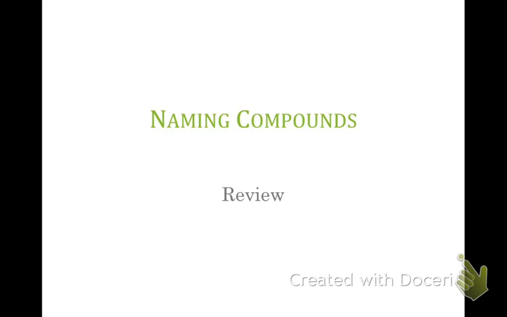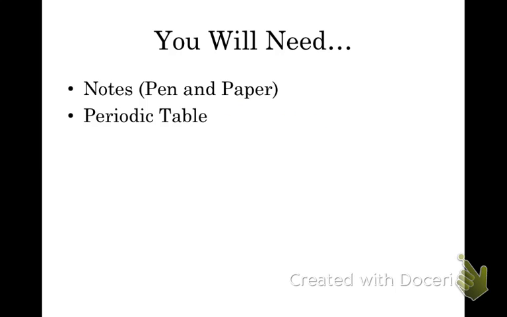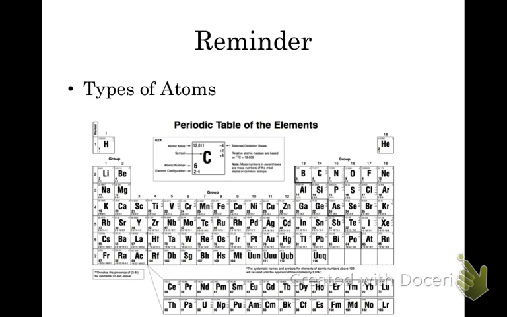Hi guys, so here we're going to talk about one of the most important things you need to know as a chemistry student, and it's how to name compounds. So you'll need your notes, which is a pen and paper, and the periodic table. So let's go through what the types of atoms are.